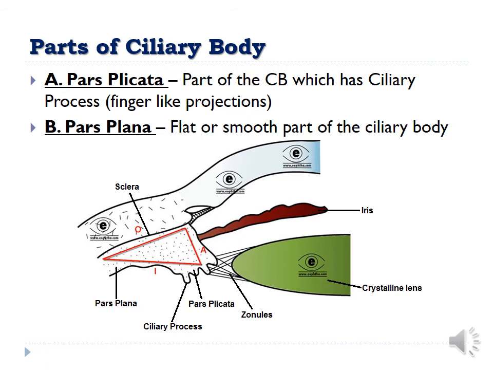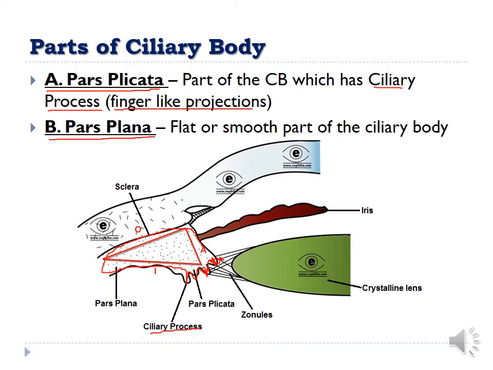Right, so we'll discuss the parts of the ciliary body. The ciliary body has two parts: one is pars plicata, the second is pars plana. First we'll discuss pars plicata. What is pars plicata? It is the part of the ciliary body which has the ciliary processes. What is a ciliary process? Finger-like projections. You can see this is the ciliary body, and when you come to this side, it has finger-like projections. These are known as ciliary processes. So pars plicata is the part of the ciliary body that has ciliary processes.